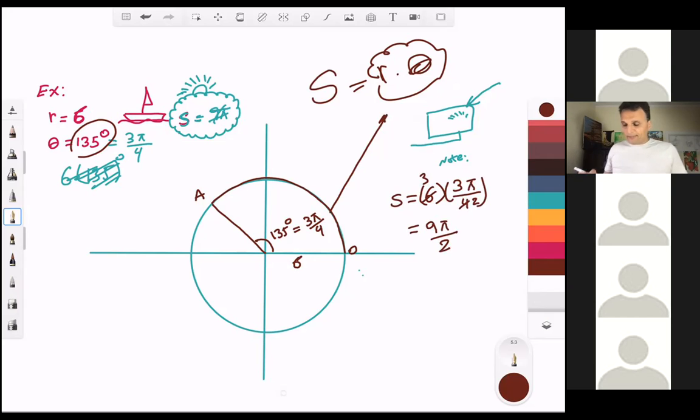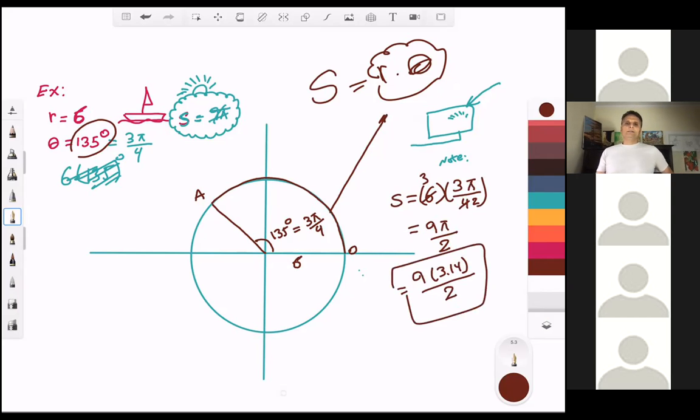And 9 pi over 2, again, most likely your homework will ask you to make it decimal, not exact. So you need to say 9 multiplied by 3.14 divided by 2. Whatever that is. Are you rounded to that decimal place?